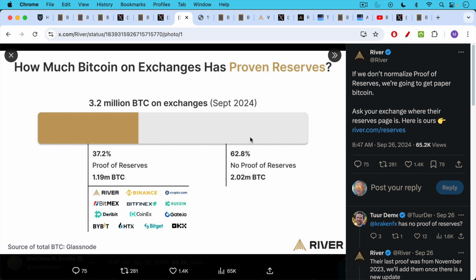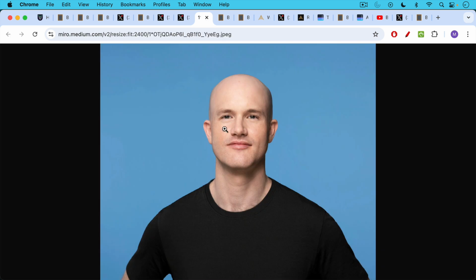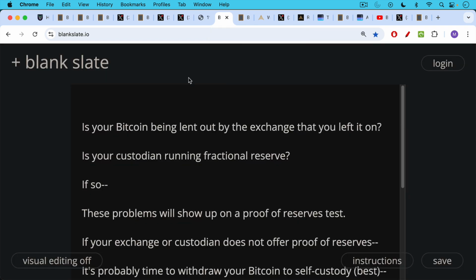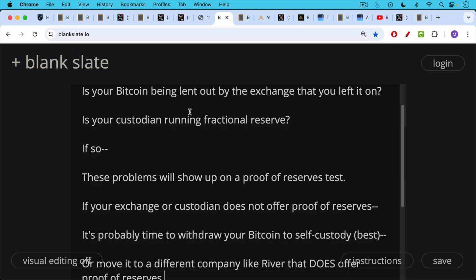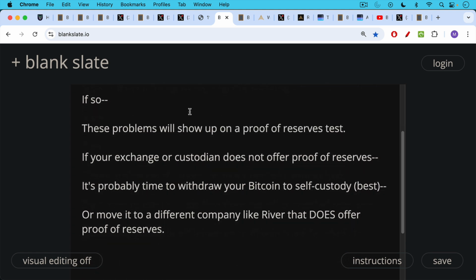This includes Coinbase custody and all those BlackRock coins. So Brian Armstrong, please get your act together. This is really unacceptable. You guys have been around since 2013 or whatever. Is your Bitcoin being lent out by the exchange that you left it on? Is your custodian running fractional reserve? If so, these problems will almost certainly show up on a proof of reserves test. If your exchange or custodian does not offer proof of reserves, it's probably time to withdraw your Bitcoin to self-custody.